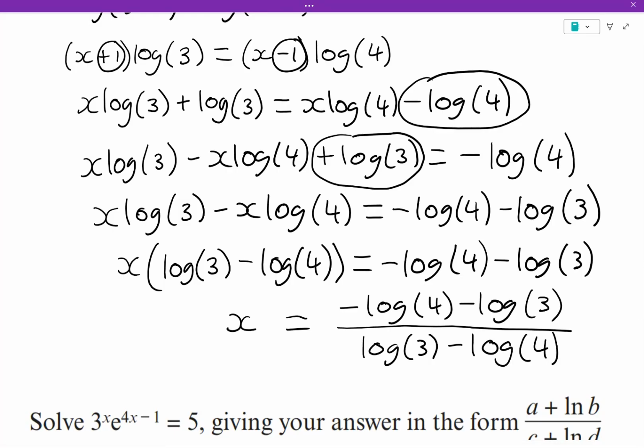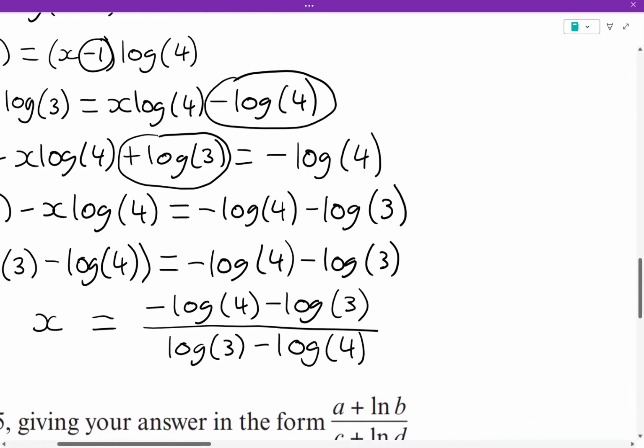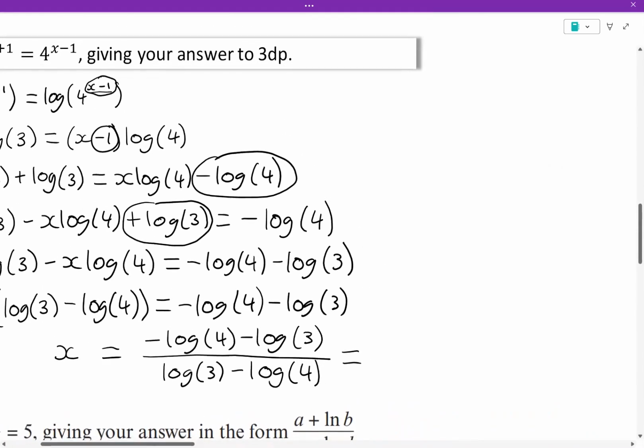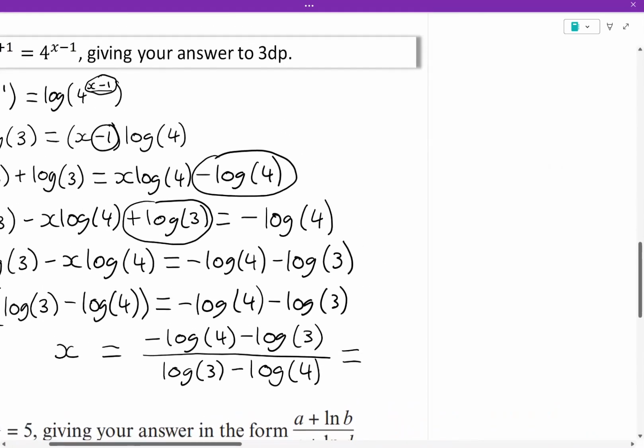Now, if the question asks for an exact value, we are done there. However, you can put it into the calculator. I believe this question actually said to 3 decimal places. So let's put it in and see what I get. And when you put it in, it doesn't matter which base you use. You just have to be consistent throughout the entire fraction. You could use log base 10 if you want. And we get 8.638 to 3 decimal places.